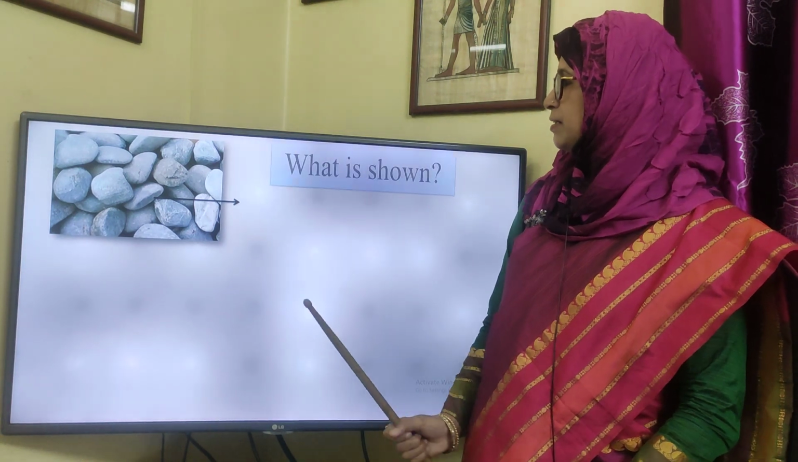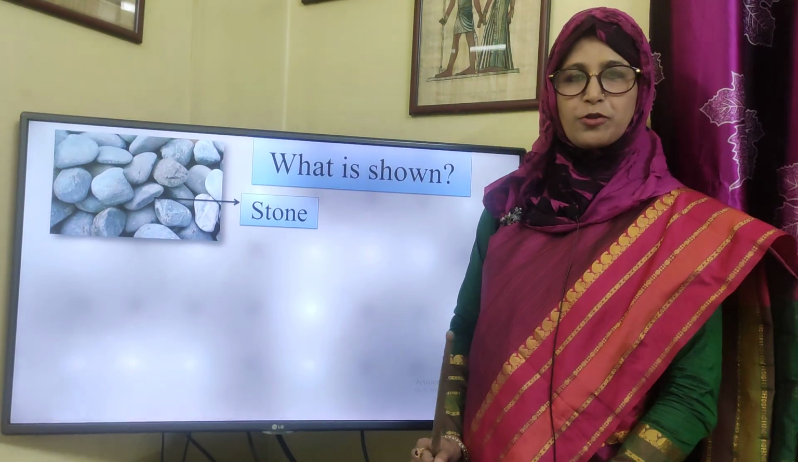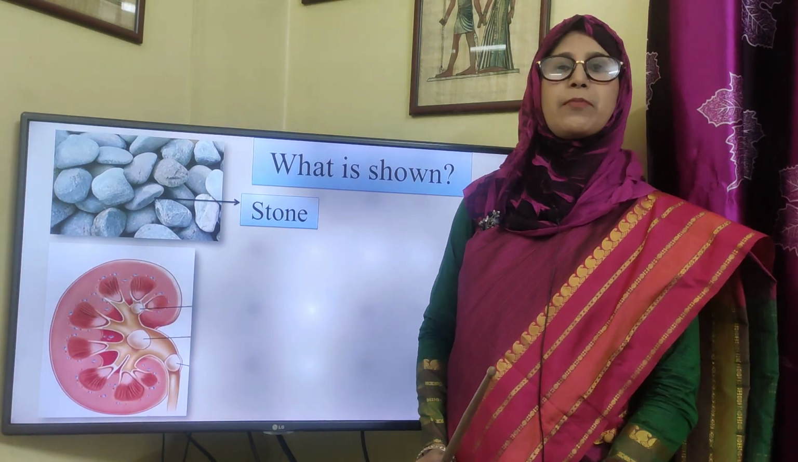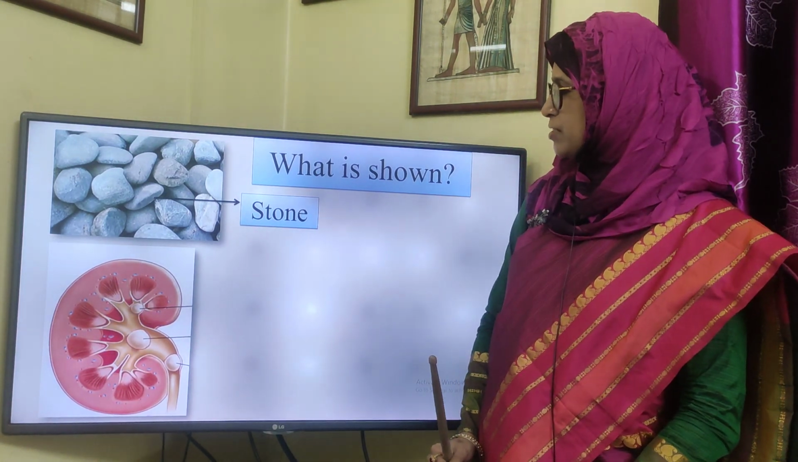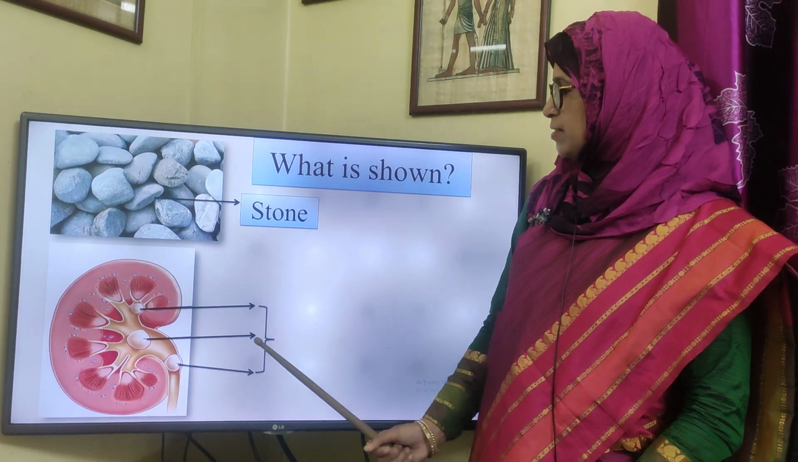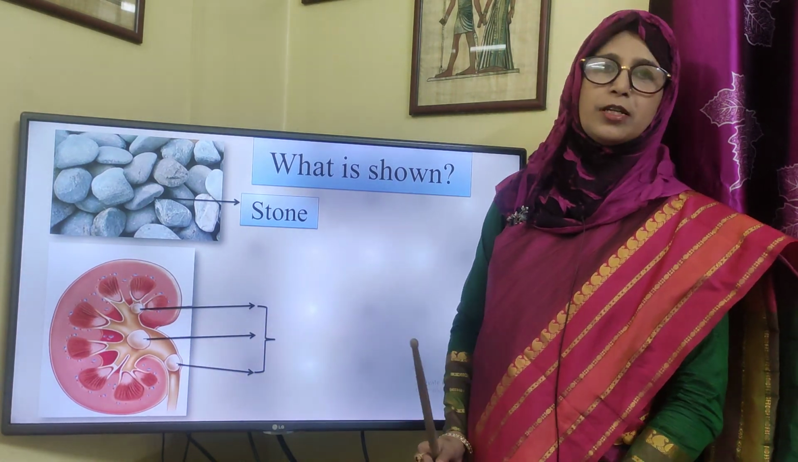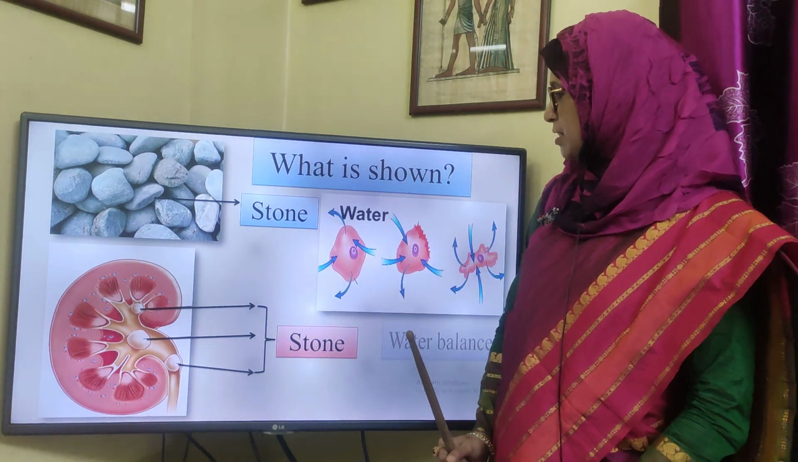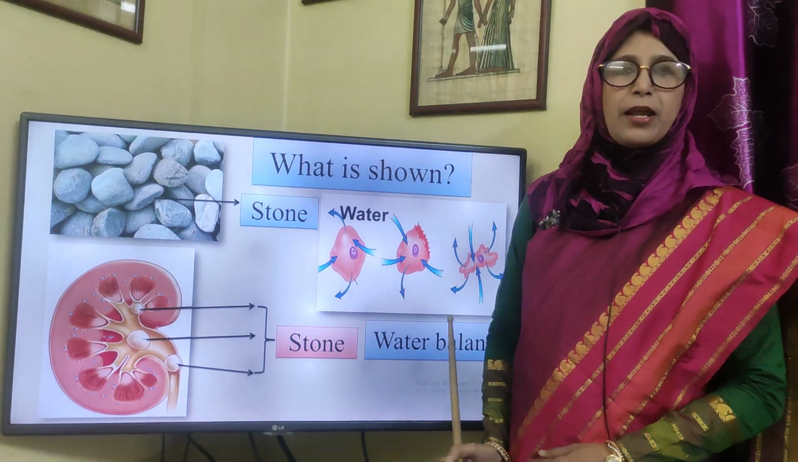See, dear students, what is in here? This is a stone. And what is this? This is a kidney. In the previous class we learned about the structure and function of this kidney. So what is shown inside the kidney? This is also a stone. And we will see another picture. What is this? This is the balance of water.